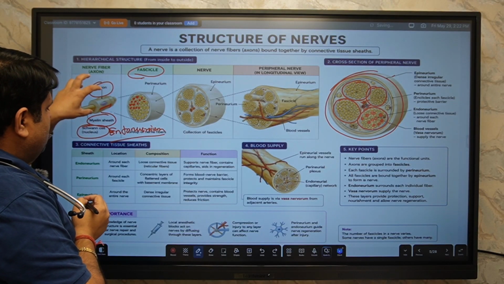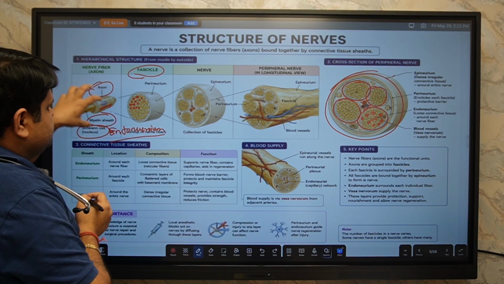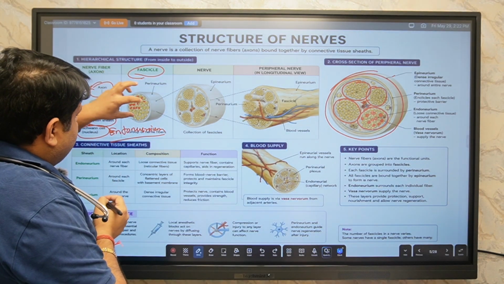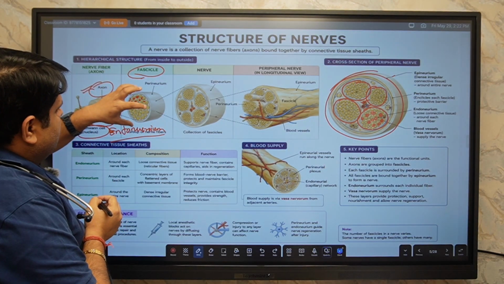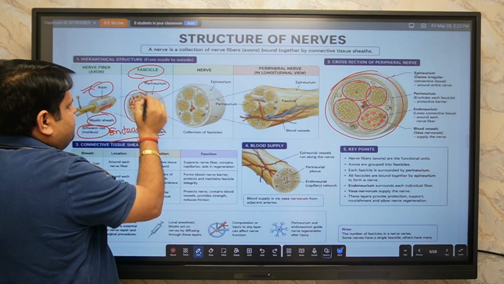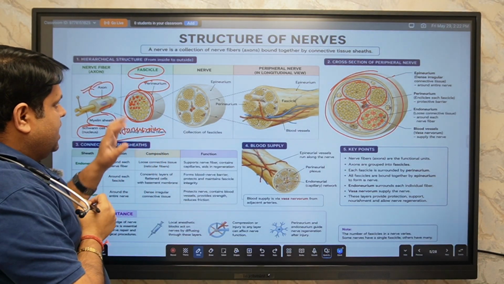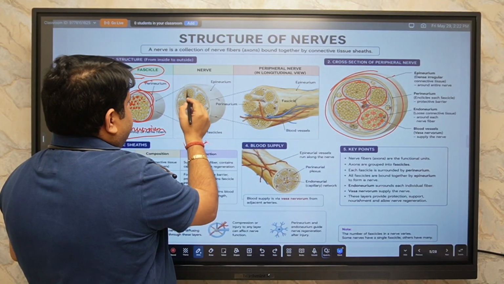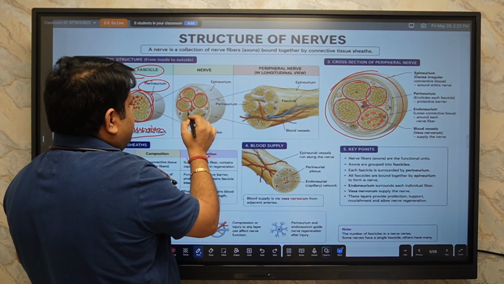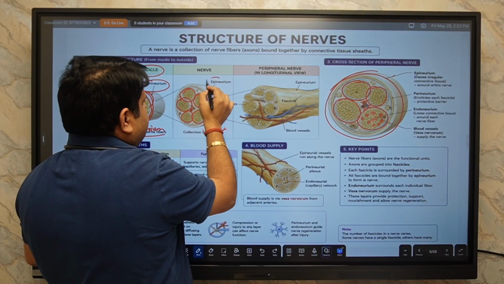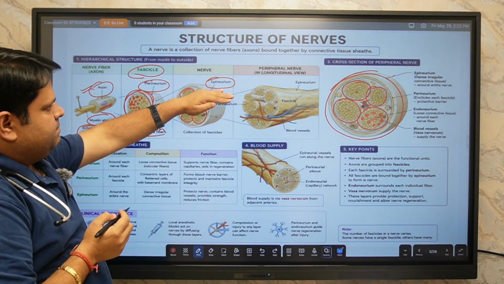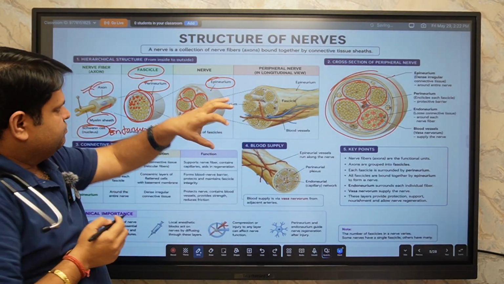Endoneurium covers the axon, or each nerve fiber. This is the connective tissue layer. Multiple axons are covered by the perineurium. Perineurium forms the covering of the fascicles, and multiple fascicles form the nerve, and the nerve is covered by the epineurium. So the outermost layer is the epineurium, which covers the nerve.